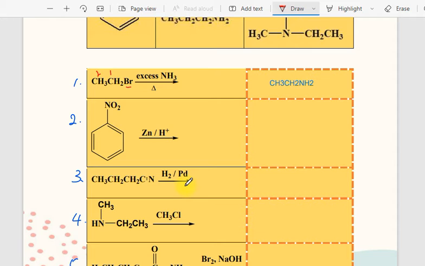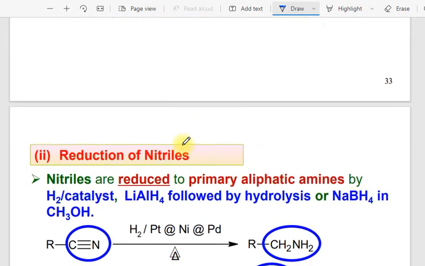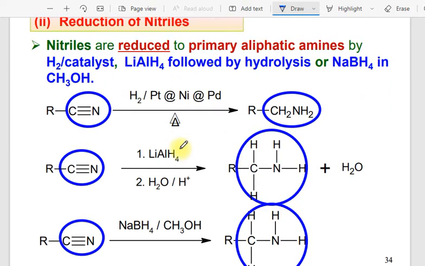Hydrogen with Pt is actually also one of the reducing agents. So how many carbons are there? 1 carbon, 2 carbon, 3 carbon, 4 carbon. It's a nitrile compound. What happened? Let's check: C triple bond N. The nitrile compound is reduced to a primary aliphatic amine. So this one becomes CH2 and NH2. The number of carbons is still the same, so we just copy the R group, and here the C becomes CH2 and N becomes NH2. So simple, right?